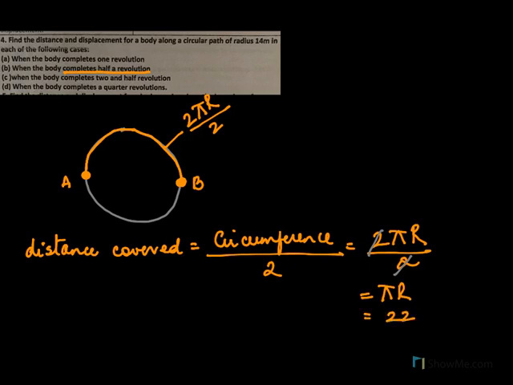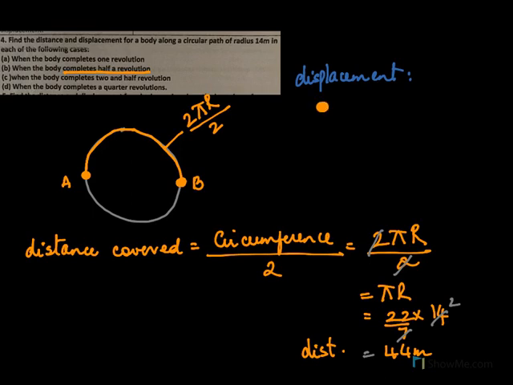So it will be 22 by 7. Your r is 14. So you reduce this by 2. So here you will get 44 meter will be the distance. Now what is the displacement? To know the displacement, first we have to find out which is the initial position. So now we are finding out displacement.